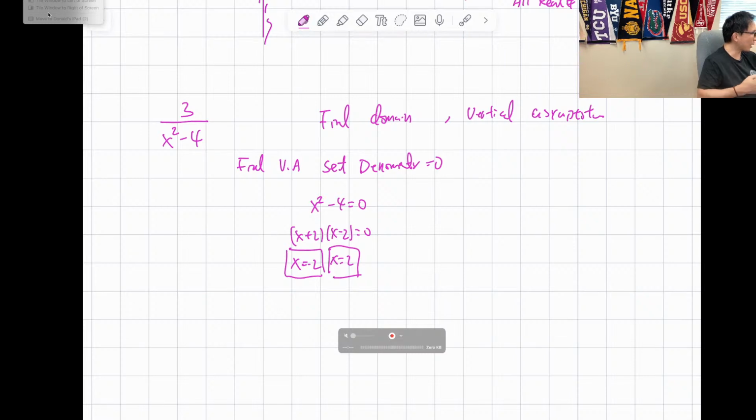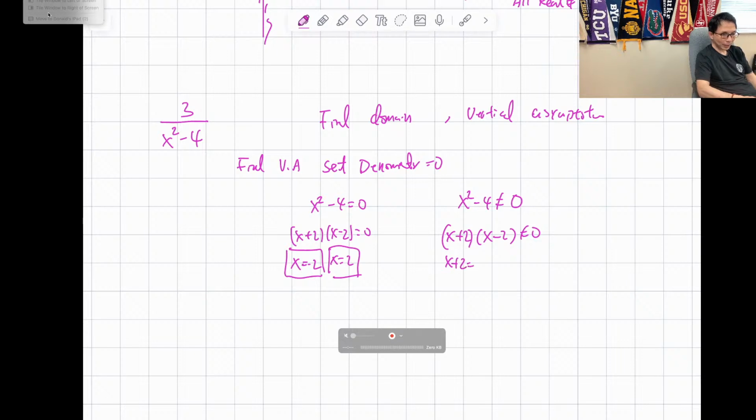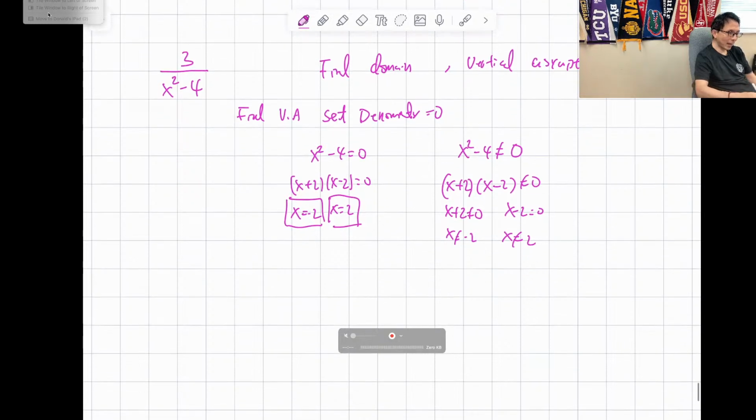Now you're going to say, hey, how do I find the domain? Domain is very easy. You do the same thing, but you set the denominator not equal to 0, because if the denominator equals 0 it is undefined. So x plus 2 and x minus 2 cannot equal 0. So x plus 2 cannot equal 0, so x cannot equal -2. x minus 2 cannot equal 0, so x cannot equal 2.